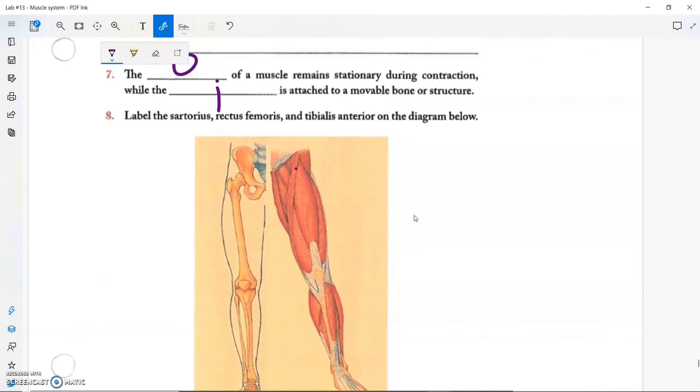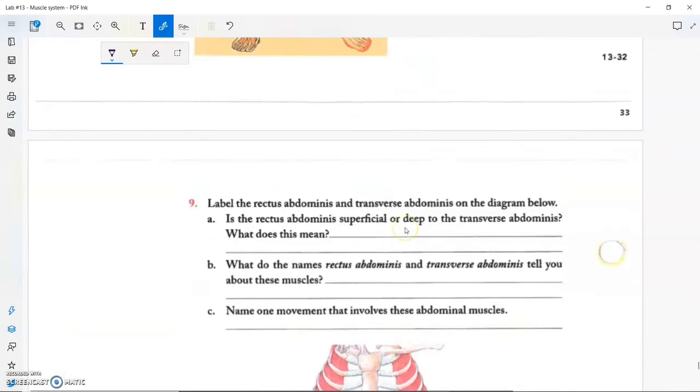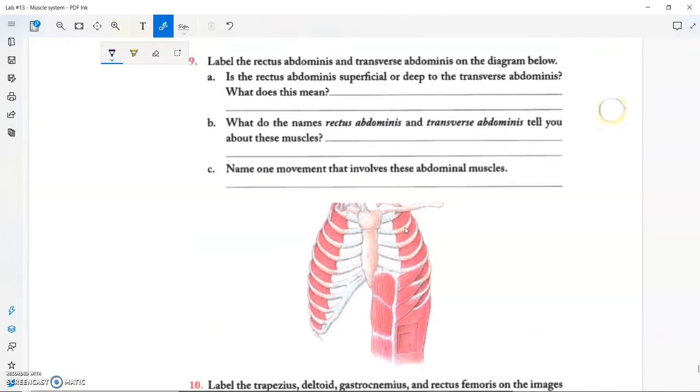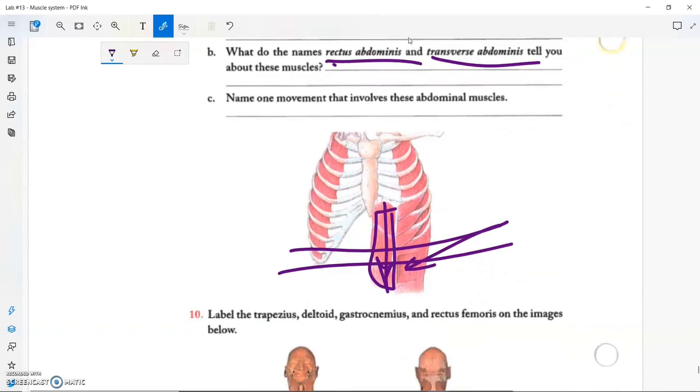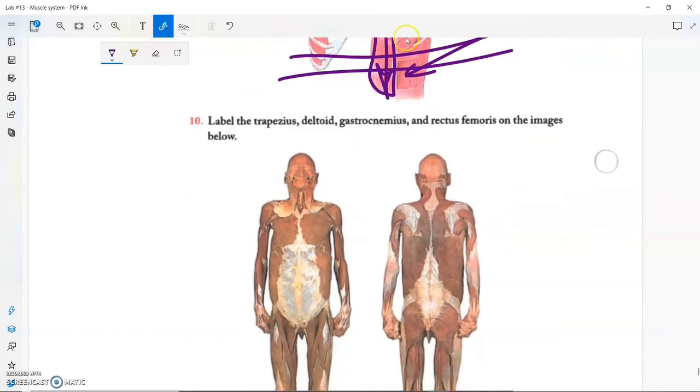So sartorius right here, rectus femoris and tibialis anterior on the diagram. Rectus abdominis is here. Transversus abdominis is a muscle in that tiny little window. Rectus abdominis is superficial. It lies closer to the surface of the body compared to transversus abdominis. Rectus abdominis says that it's a straight muscle. It goes from top to bottom in the abdomen, while transversus abdominis tells you that the muscle fibers are in the horizontal plane. These abdominal muscles rotate the trunk and do sit-ups.